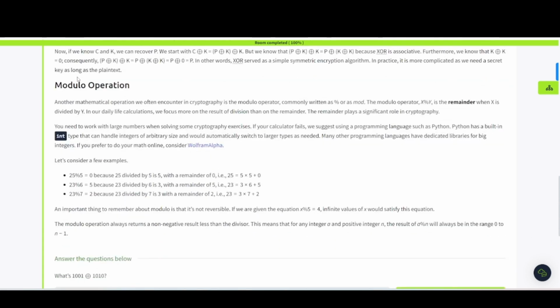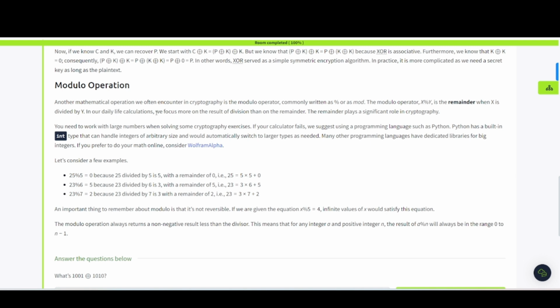Yeah, a secret key as long as the plaintext. Modulo operation. Another mathematical operation we often encounter in cryptography is the modulo operator, commonly written as the percentage sign or mod. The modulo operator x modulo y is the remainder when x is divided by y.